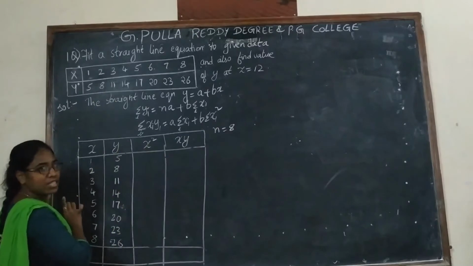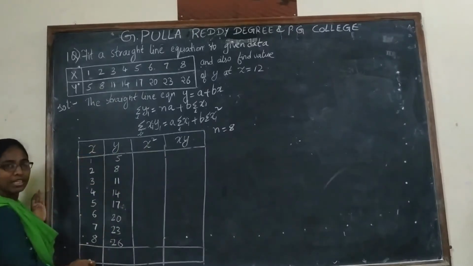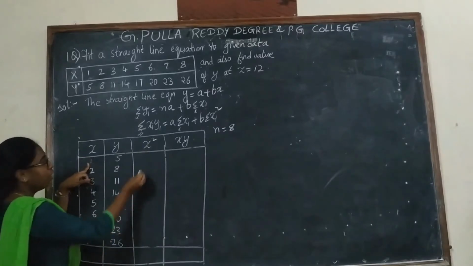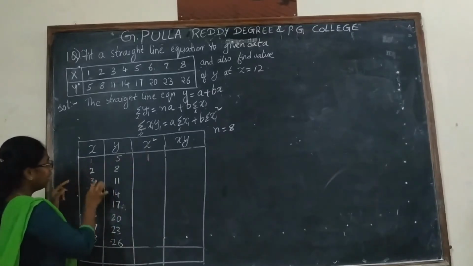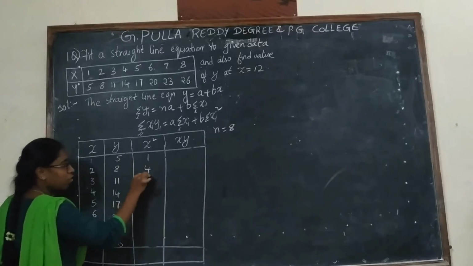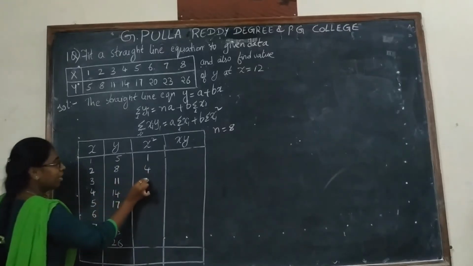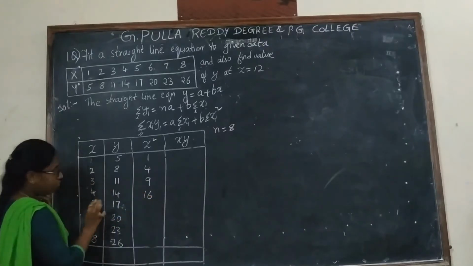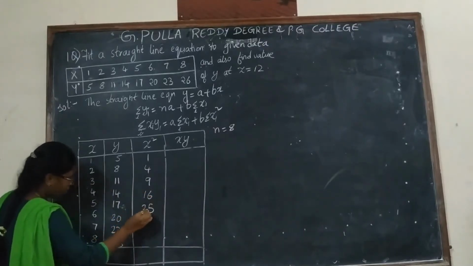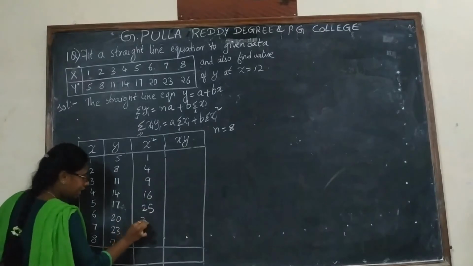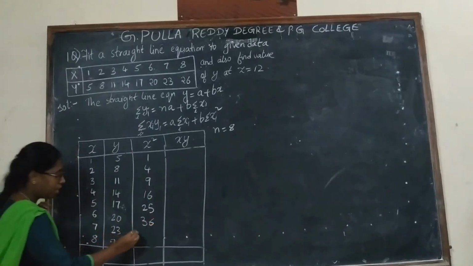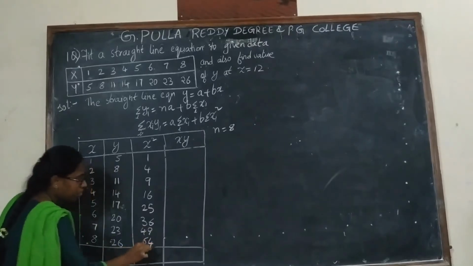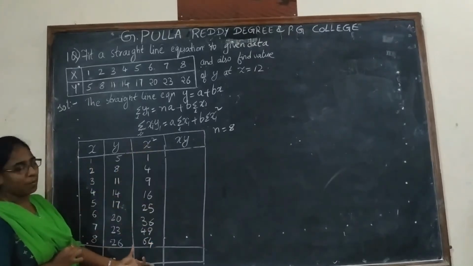Now you have x square. You need to square all the terms in your x variable. The first term is 1. 1 square is 1. Next 2, 2 square is 4. Next 3 square is 9. Next 4 square 16, 5 square 25, 6 square 36, 7 square 49, 8 square 64. Now we got all the x square values.